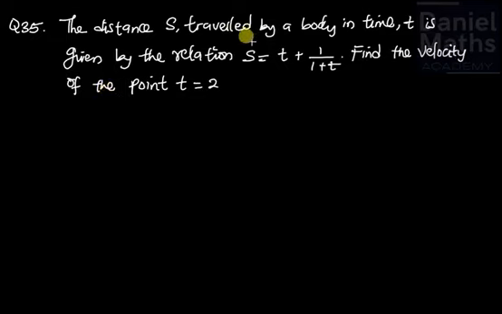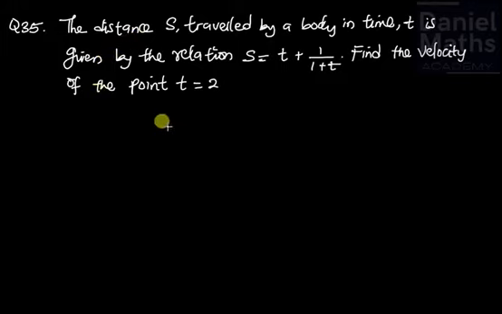All right, now example 2 here, that's question 35. Question 35 says the distance s traveled by a body in time t is given by the relation s is equal to t plus 1 over 1 plus t. Find the velocity at the point t is equal to 2.